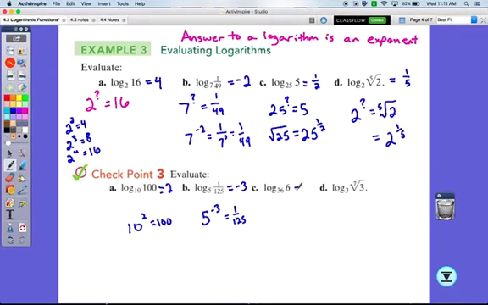For C, my answer is going to be 1/2, because I know 36 to the 1/2 power, which is another way of writing square root, is 6. And then for D, my answer is 1 over 7, because inside here, we can rewrite the 7th root of 3 as 3 to the 1 over 7 power.